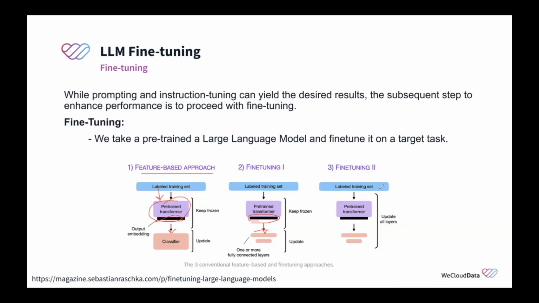Or you can just update all the layers, including your original large language model, all the layers. And parameter efficient models usually will retrain or update all the layers of your models, but it does this in a more efficient way.